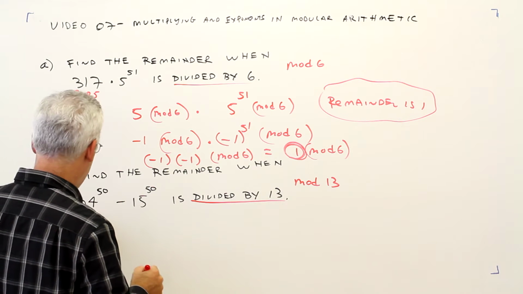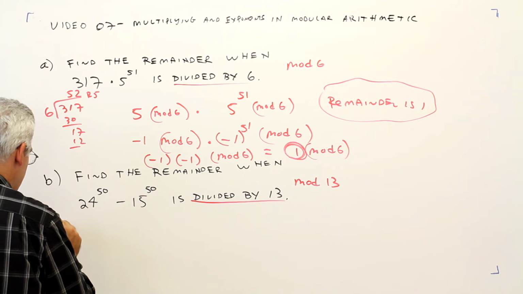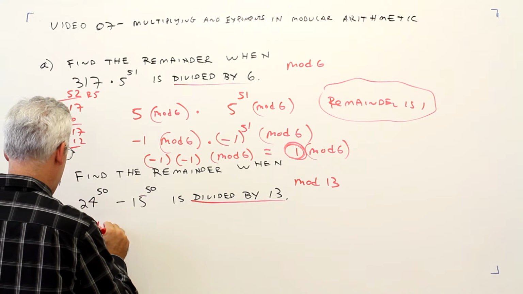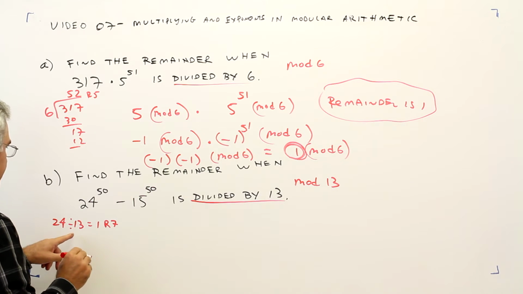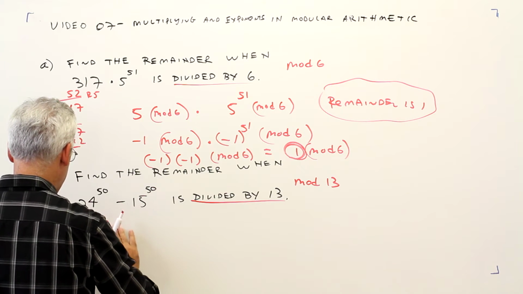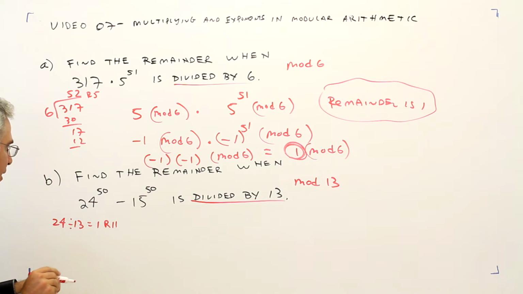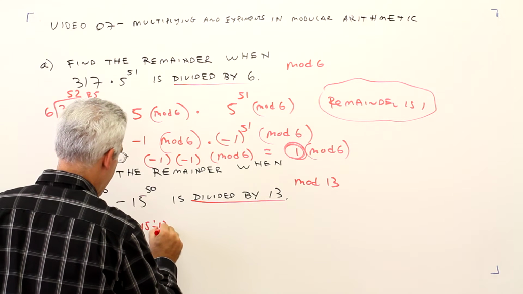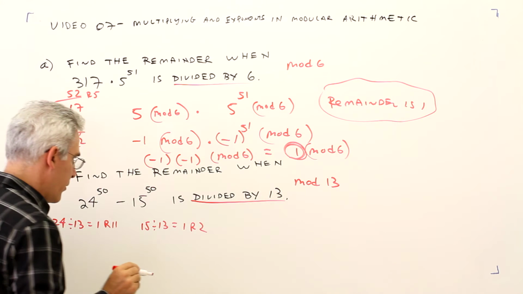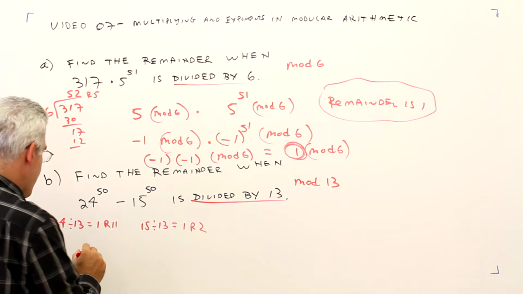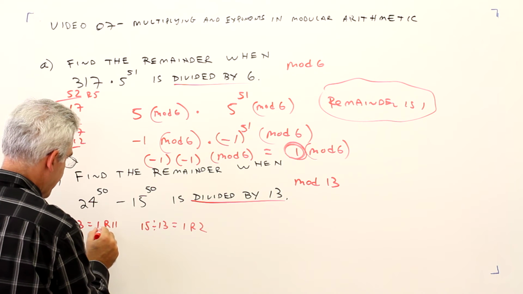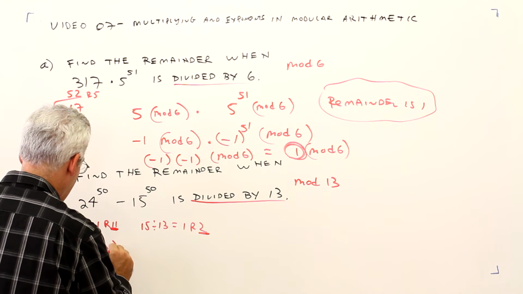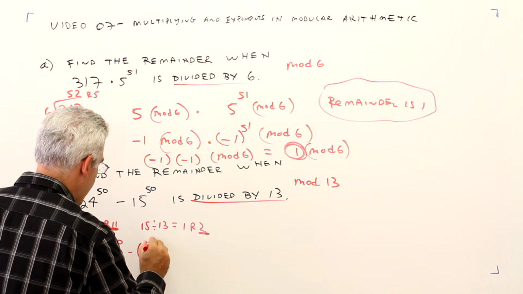24, I'll just show you. 24 divided by 13, that's going to be 1 remainder 7. I'm sorry, not 7. What was I thinking? 1 remainder 11. 15 divided by 13, that's 1 remainder 2. All right, so I basically have a remainder 11, a remainder 2. So I've got 11 to the 50th minus 2 to the 50th.